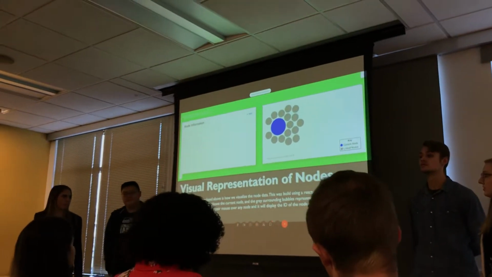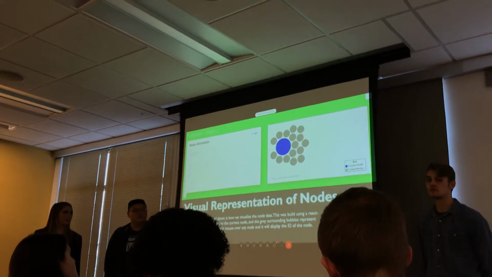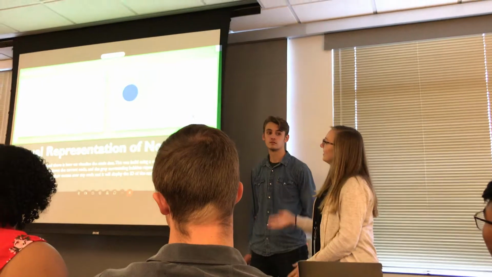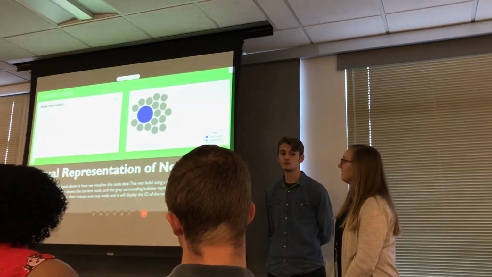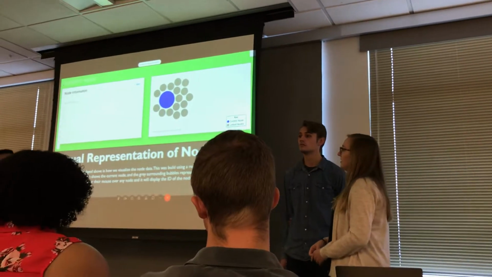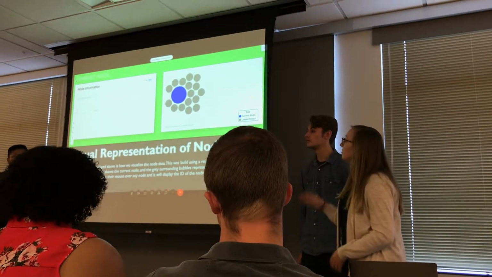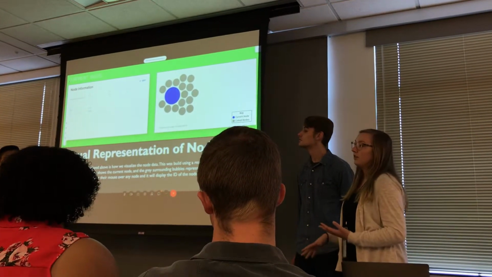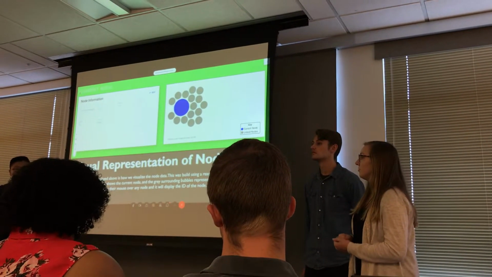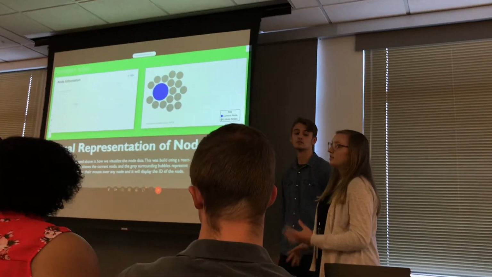The way we visually represented these nodes on the web app was by a bubble chart graph. This was built with the React D3 library, and the blue node will show the current node that you're on that you searched for, and then all the surrounding gray bubbles will be all the linked nodes to that.